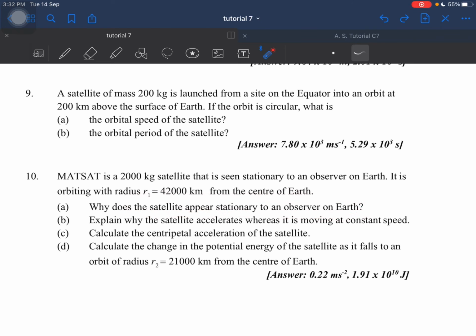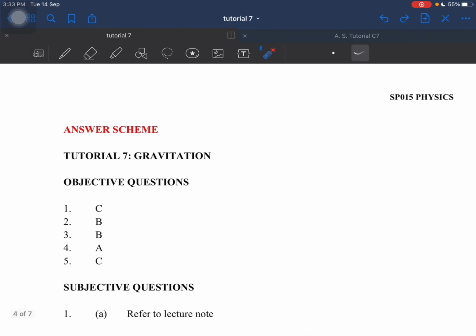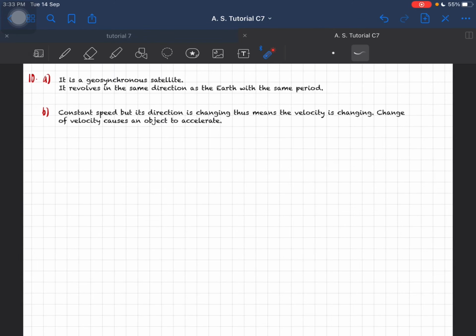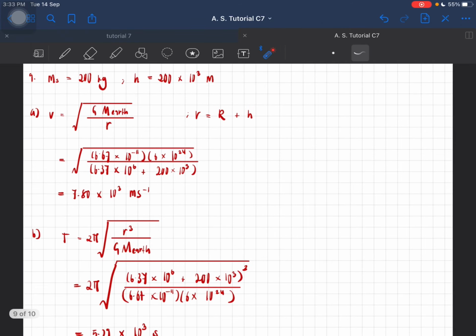And then explain why the satellite accelerates whereas it is moving at constant speed. Okay, so the explanation for geosynchronous, it is actually a geosynchronous satellite. Like I didn't put this in your notes for geosynchronous satellite. So basically a geosynchronous satellite is a satellite that is moving, but for us to see from the Earth, for the observer to see from the Earth, it seems stationary, and then it revolves in the same direction as the Earth with the same period.